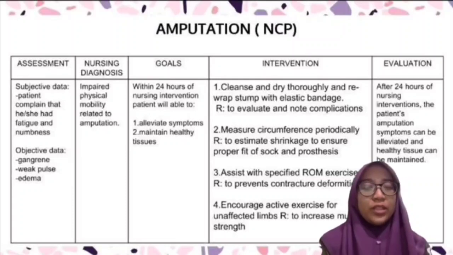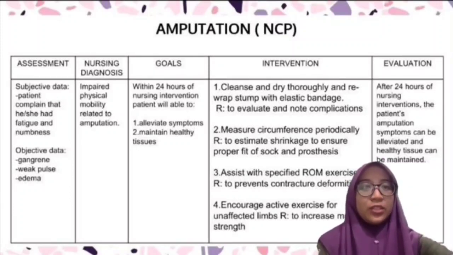Today I'm going to present about nursing care plan implication. Assessment: the subjective data, the patient complains of numbness and fatigue. The objective data: weak pulse, gangrene and edema. The nursing diagnosis: impaired physical mobility related to amputation. The goal is within 24 hours of nursing intervention, the patient will be able to, number 1, alleviate symptoms and number 2, maintain healthy tissue.